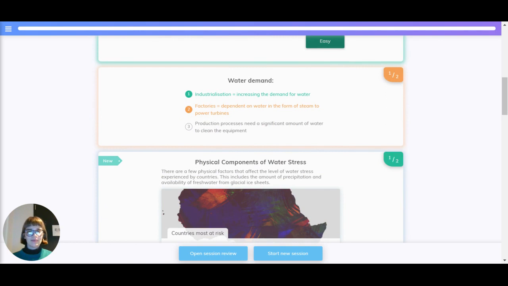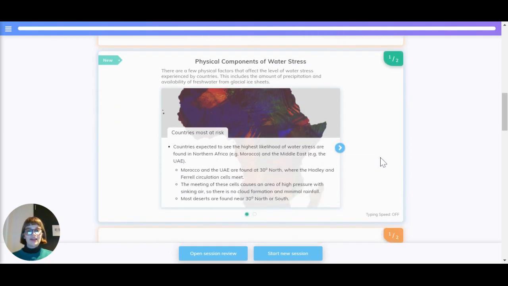Let's quickly recap that. Water demand: industrialization increases the demand for water. Factories are dependent on water in the form of steam to power turbines. Production processes need a significant amount of water to clean the equipment. Now let's look at physical components of water stress.